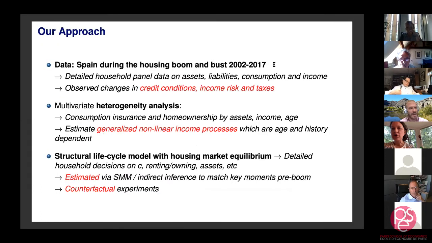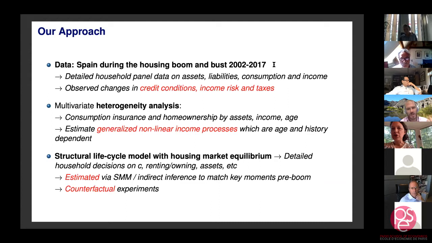The approach we're going to take here is, first, to use detailed household-level panel data for Spain on assets, liabilities, consumption, and income, coming from the Encuesta Financiera de las Familias. This is similar to the Survey of Consumer Finances in the US. We're going to take the aggregate changes in credit conditions, income dynamics, and taxes, and first carry out a multivariate heterogeneity analysis in order to understand how consumption, insurance, and home ownership change by asset, income, and age.